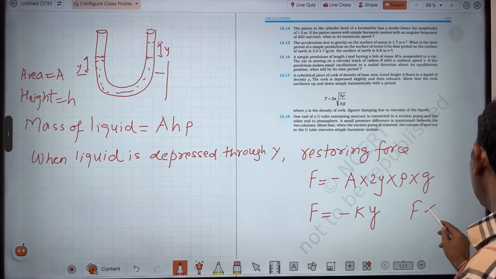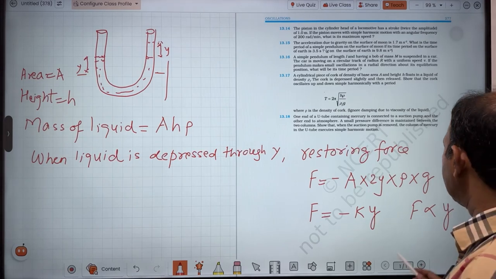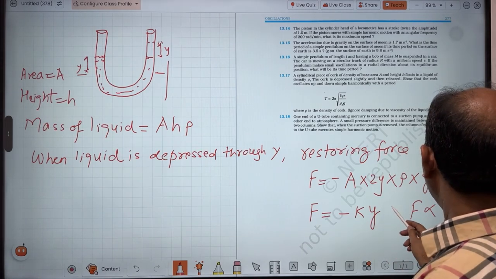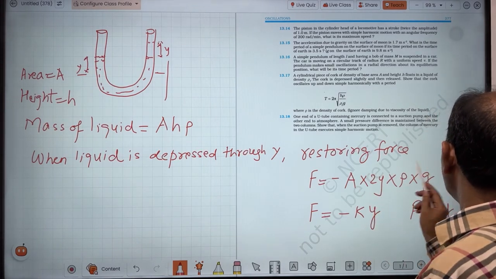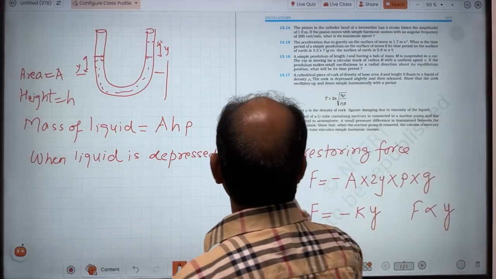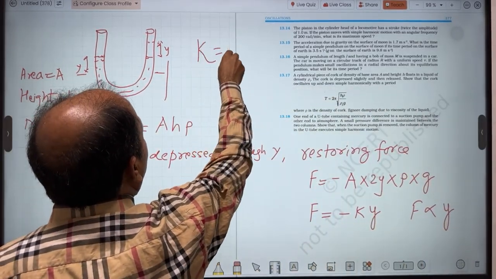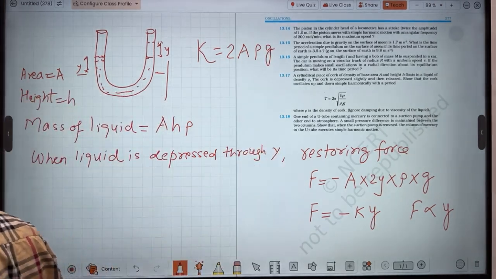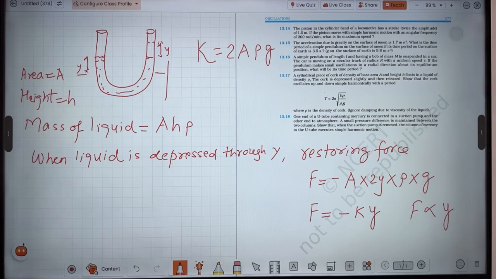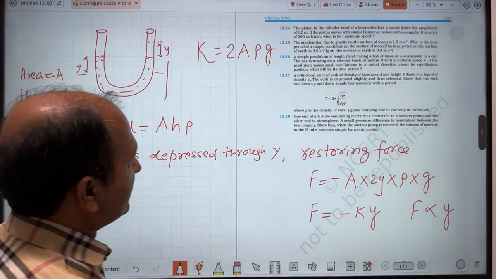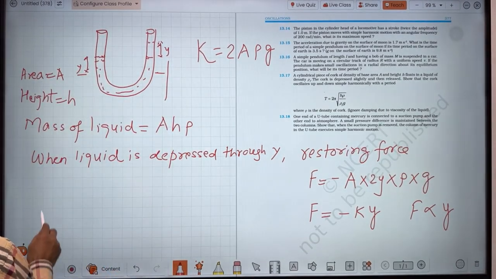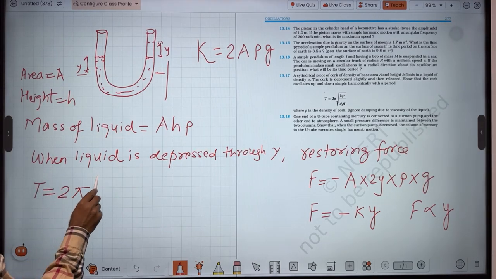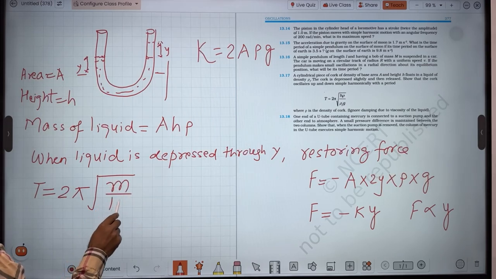So we can say F is proportional to y. So it is simple harmonic motion. Here we have to find out what k is. So k will be equal to, leaving y, 2A rho g, right? So the value of k comes out to be 2A rho g, right? Up to here I think there is no problem. Now what next? We have to find out the expression for time period. So T equal to 2 pi root of m upon k.